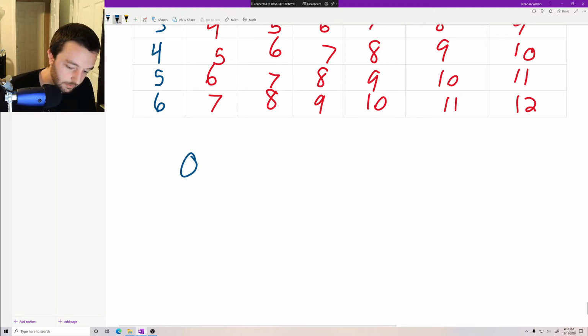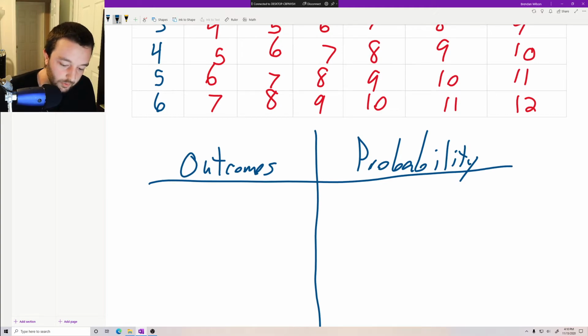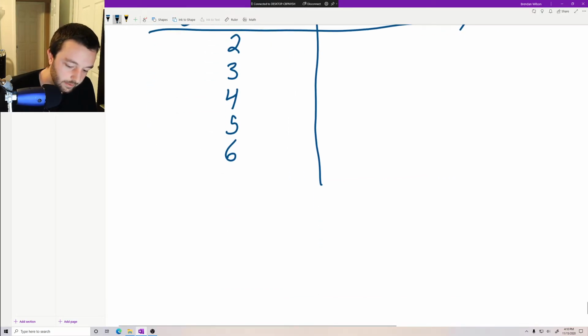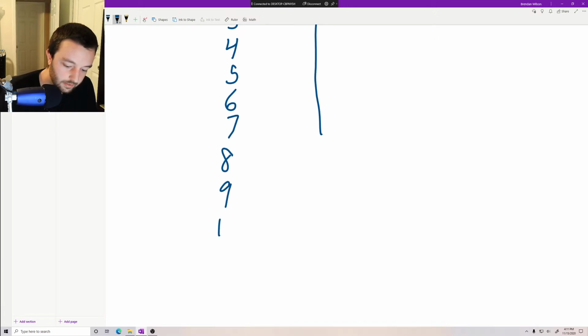So let's go outcomes and probability. This one we're going to have to think about a little more. But we can see all the possible outcomes at least, right? We can see there's 2, 3, 4, 5, 6, 7, 8, 9, 10. Oh, sorry, I didn't notice that was so far down. 7, 8, 9, 10, 11, 12. Okay.